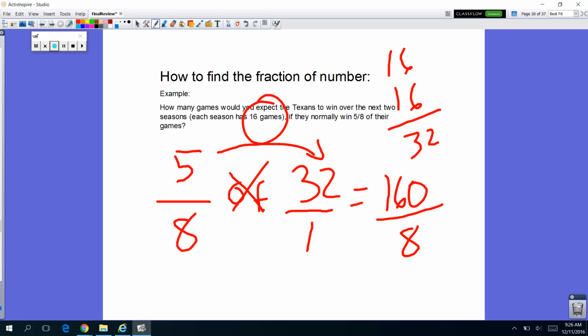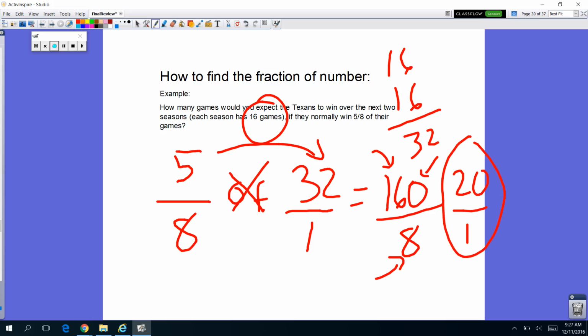So now I just have to simplify. I can see that this is 16 and that's an 8. So obviously I can divide that and get 2. That means 16 divided by 8 is 2. And 8 divided by 8 is 1. But then I have that 0. So it's 20 over 1.